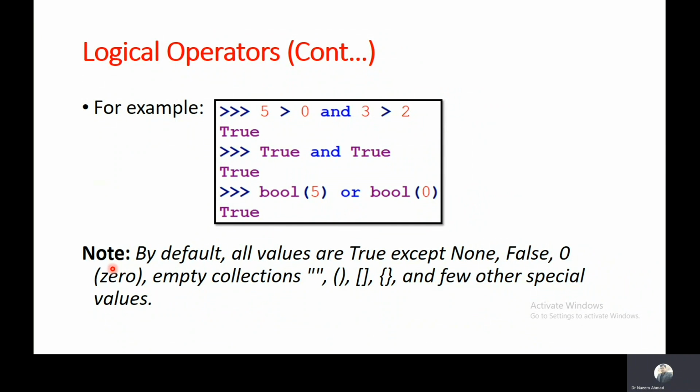We can also have some notes. By default, all values are true if we keep them in a Boolean function, except None, False, or 0, empty collections like empty string, empty tuple, empty list, empty dictionary, and a few other special values. Let's understand these two concepts with the help of programs.